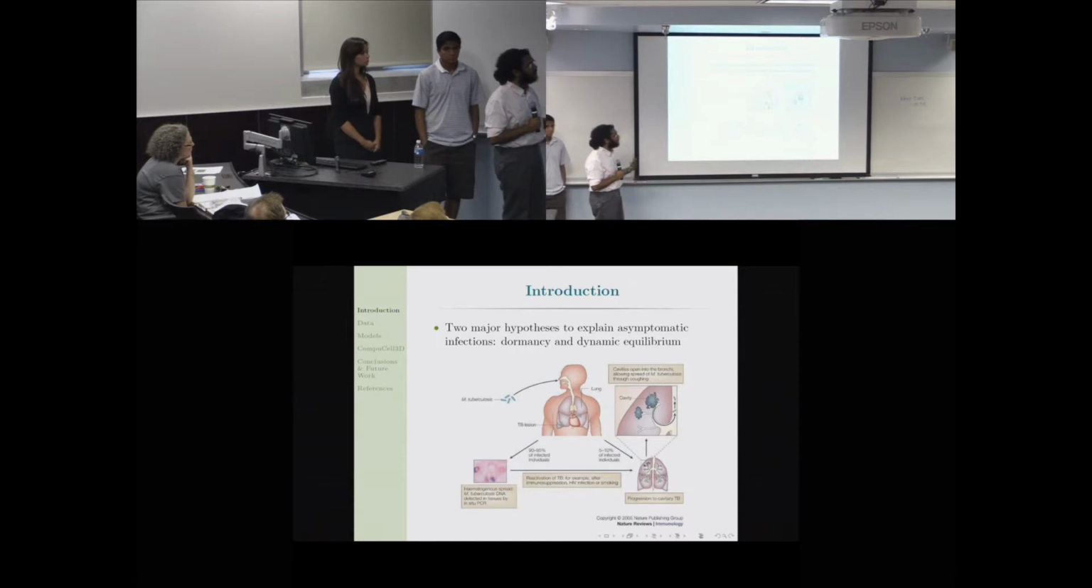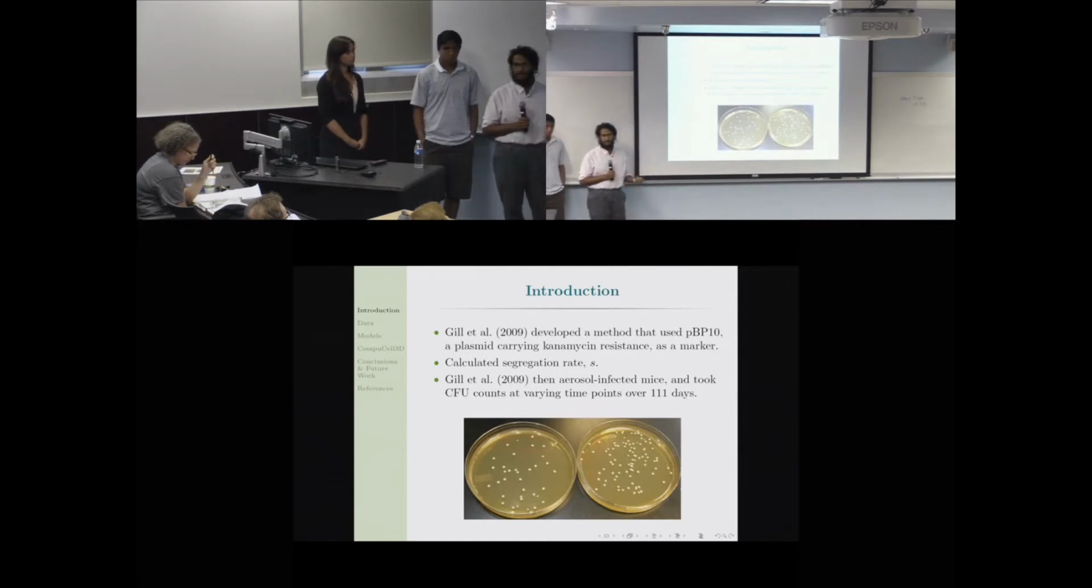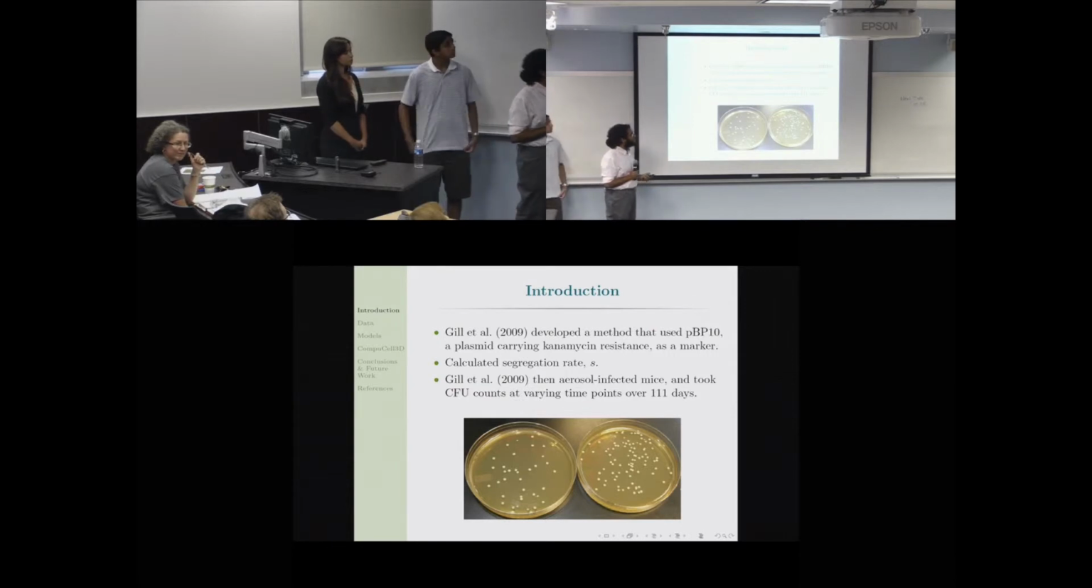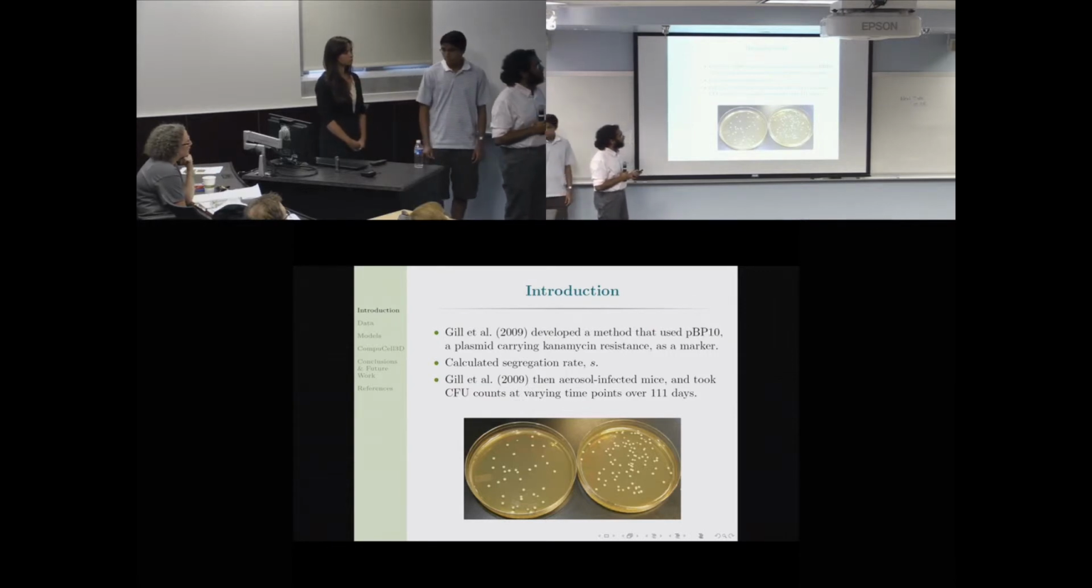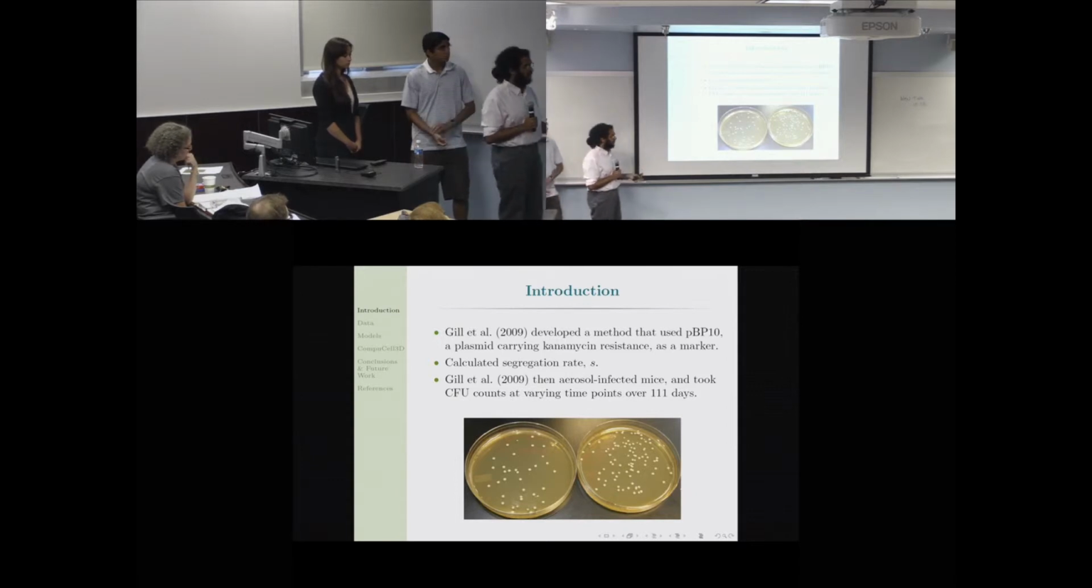So to further investigate these hypotheses, we looked at a paper by Gill et al. What Gill et al. did was devise a method to assess the replication dynamics of the tuberculosis pathogen in vitro. They took this pBP10 plasmid that carried kanamycin resistance and transformed Mycobacteria with it, so that they could differentiate which bacteria have the plasmid and which don't.